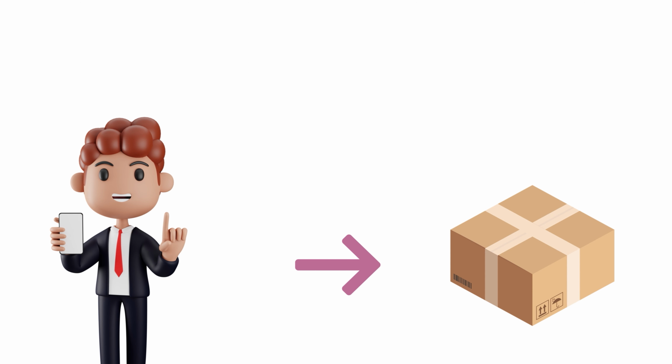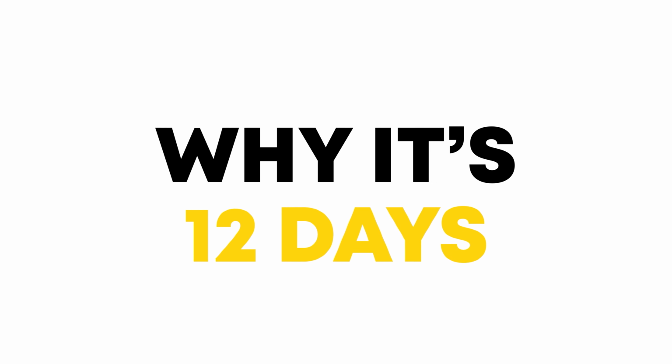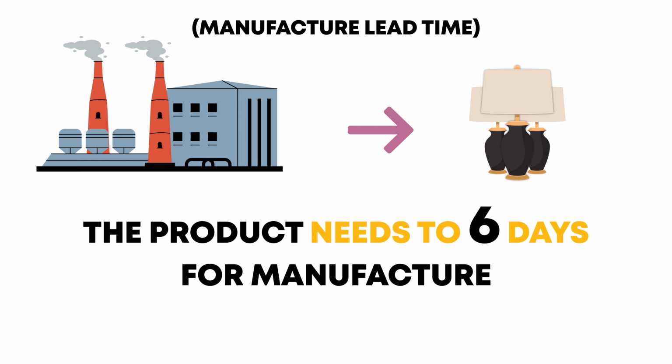A customer wants to place an order for the product lamp, and it shows it takes 12 days to deliver the product to the customer from the order confirmation date. Why does it take 12 days? Because once a customer places the order, the product lamp needs to be manufactured, and it takes 6 days to manufacture the product.